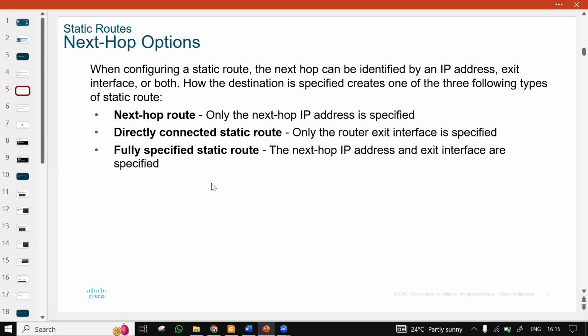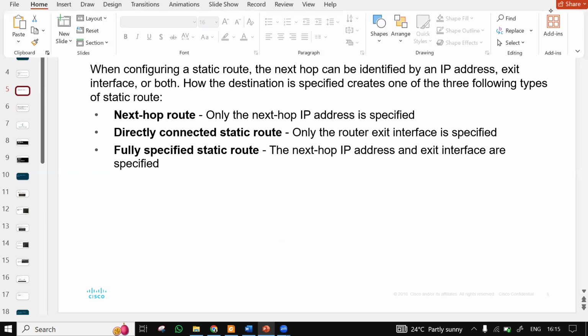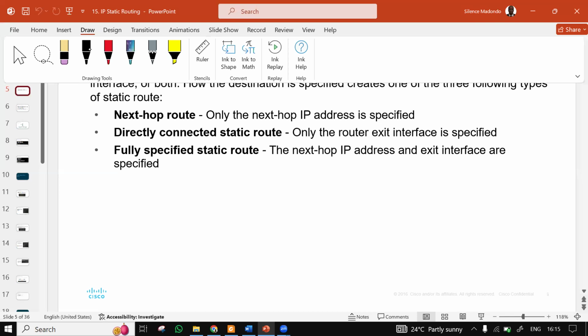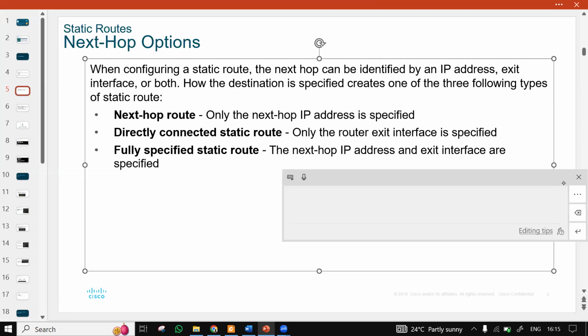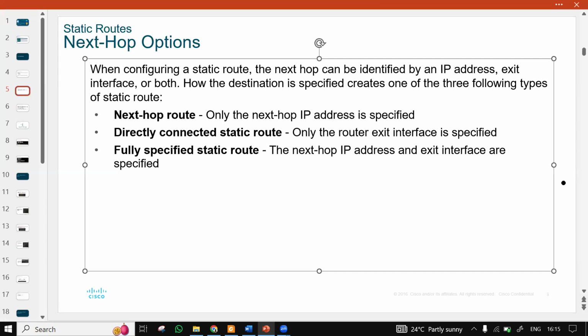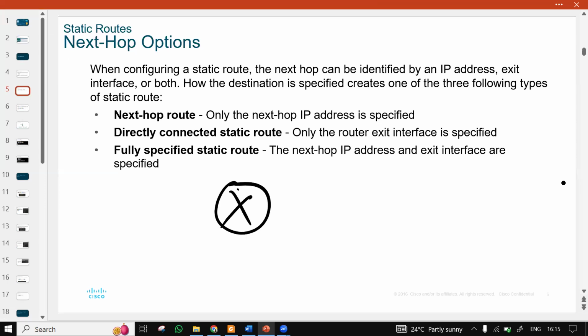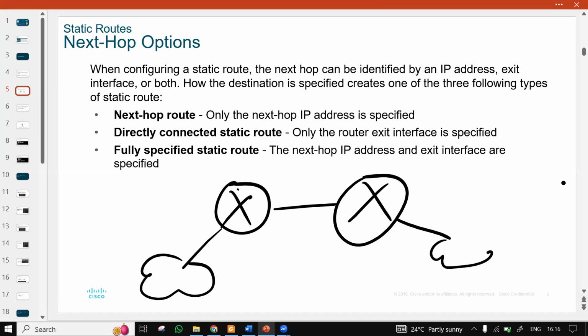Right, next hop options. When we talk of next hop options, basically we are talking of how you identify the next hop, how you identify the next router. The next hop, in simple language, is the next router. How does the router identify what is the next router after itself? So if you are sending information from, let me say I have two more routers here, network A and network B.